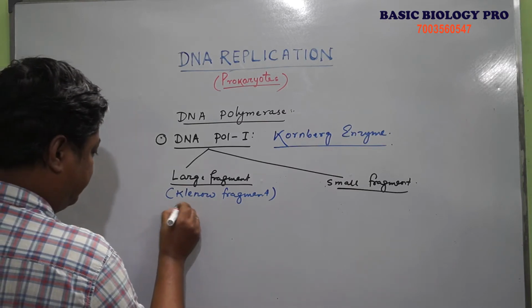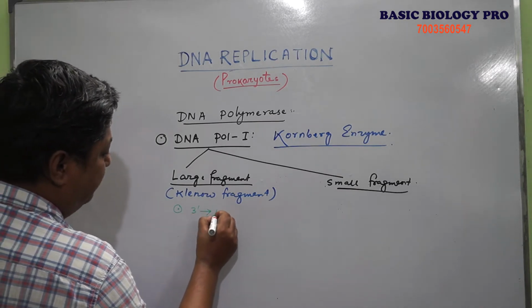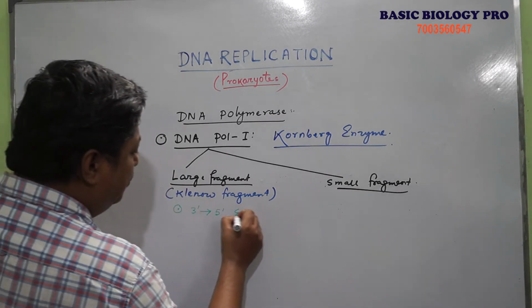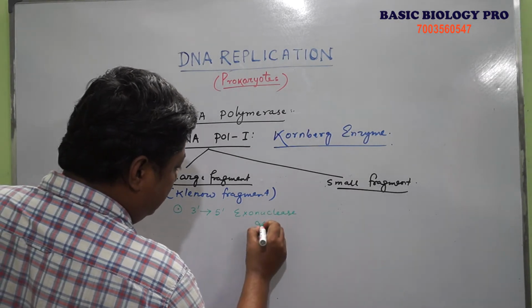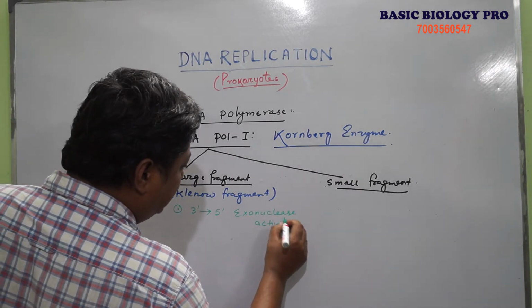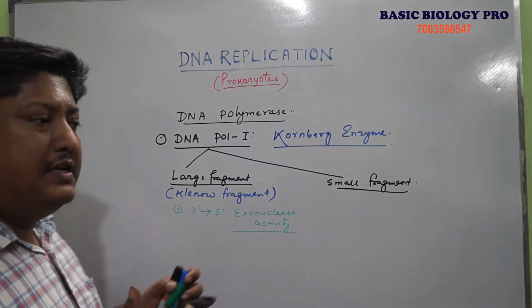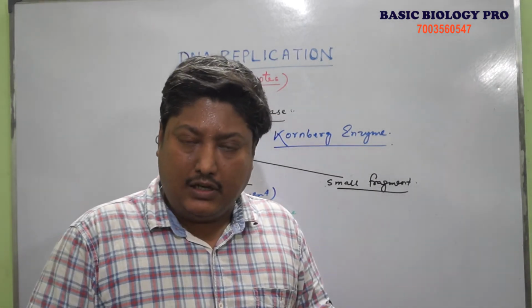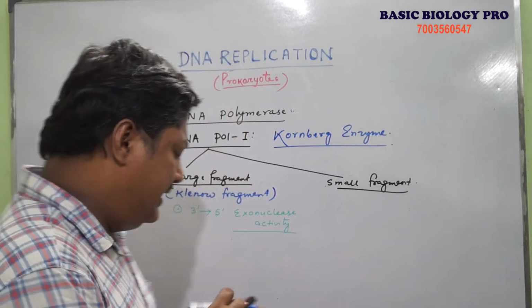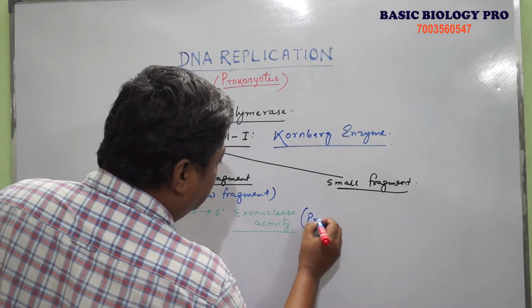First, 3' to 5' exonuclease activity. Now what is the meaning of exonuclease activity? It is responsible for the removal of mismatched bases or wrong nucleotides from the growing DNA strand. So in another way you can say it has a proofreading function.